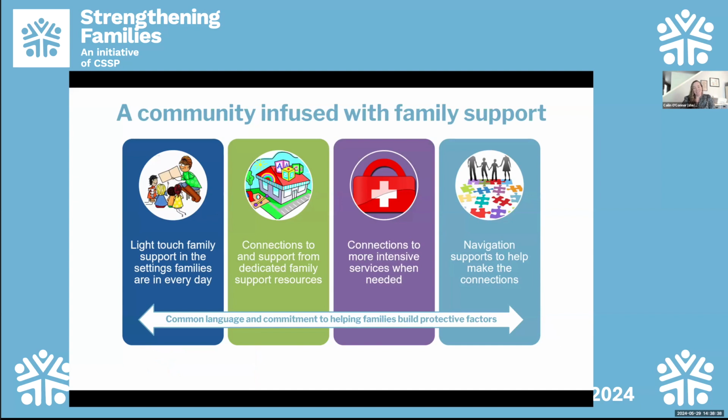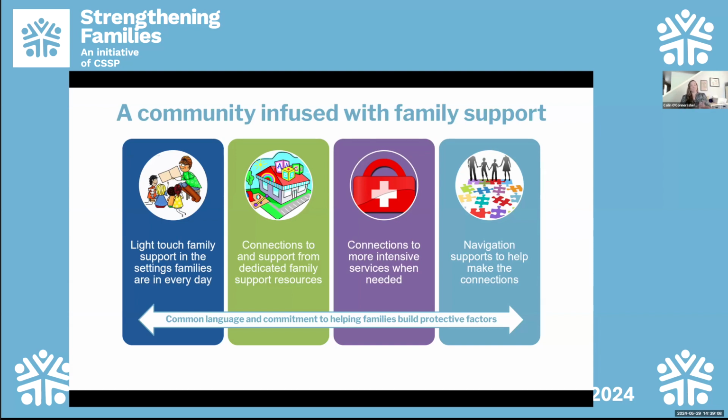We also have this image, and I think Nilofer's probably smiling right now because this is a slide she created a long time ago. But when we address those community conditions and we have a community that's really infused with family support, what does that look like? So you see this sort of spectrum of light touch family support and the settings that families are in every day. And then connections and support from dedicated family support resources. So there is a family resource center, and somebody at the library knows about that and can refer people to it.